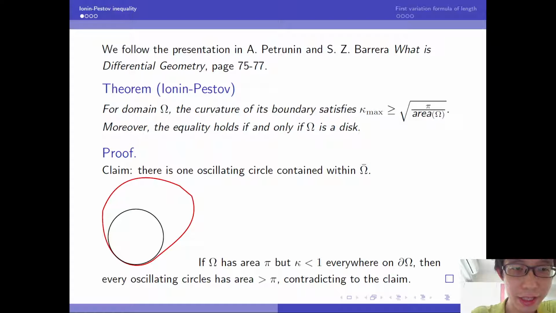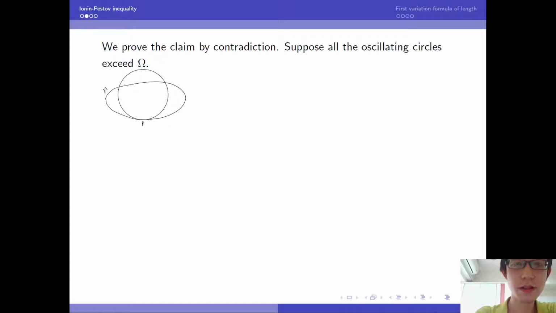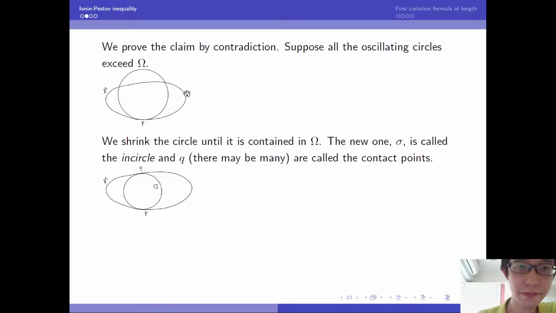Okay, so now we turn to the proof of the claim. We prove it by contradiction. Suppose all the osculating circles exceed omega. So the picture looks like this. Now we shrink the osculating circle radially until it is contained in omega. And the new one is called the incircle.